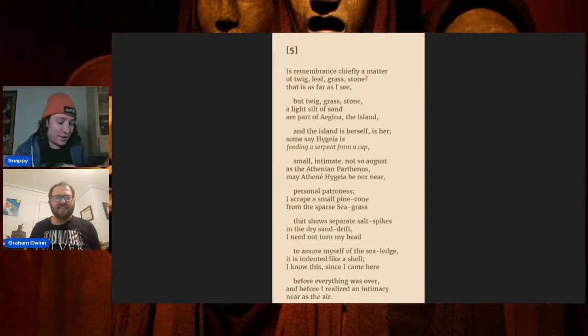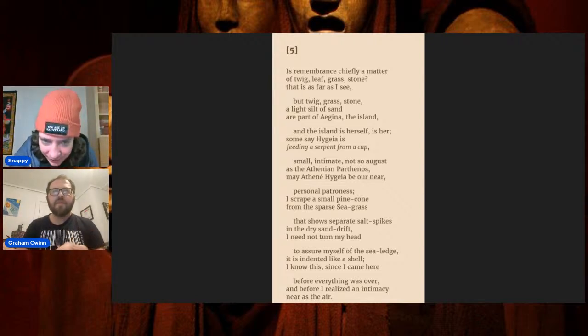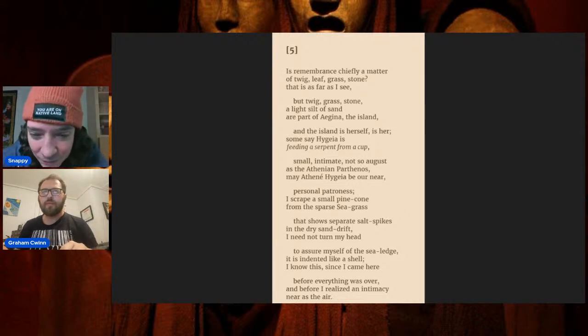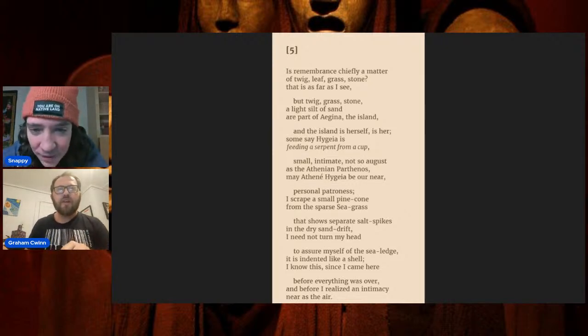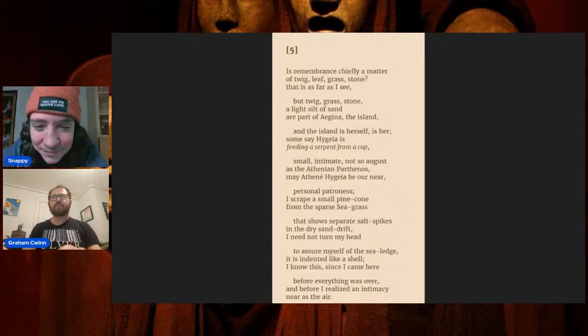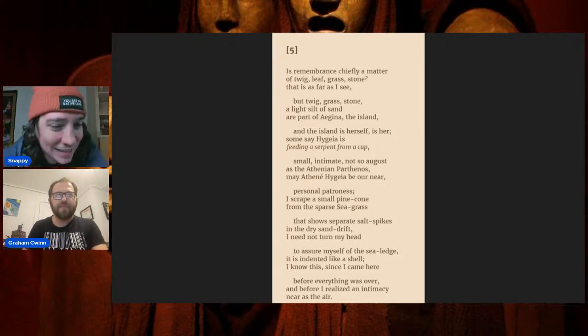What is Hygeia? I want to look. This sounds super familiar to me, but I'm blanking on this moment. Let's see. What is Hygeia? Personification of health. Right, the nymph of health. So this is Athena in her form of the healthy one. Wow. Her name is the source of the word hygiene. Beautiful. Personal patroness. I scrape a small pine cone from the sparse sea grass.